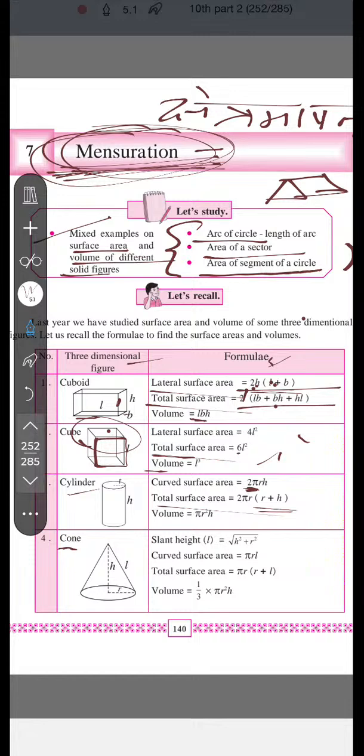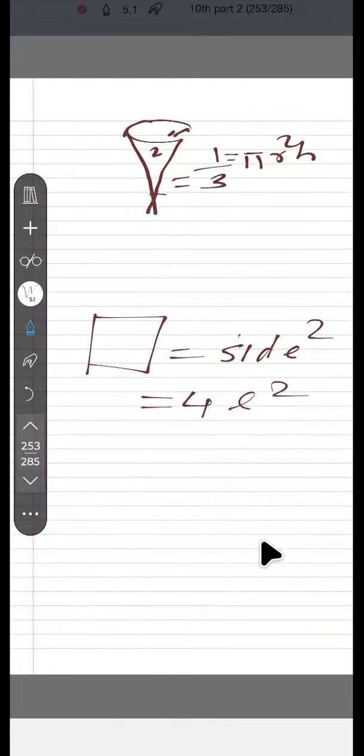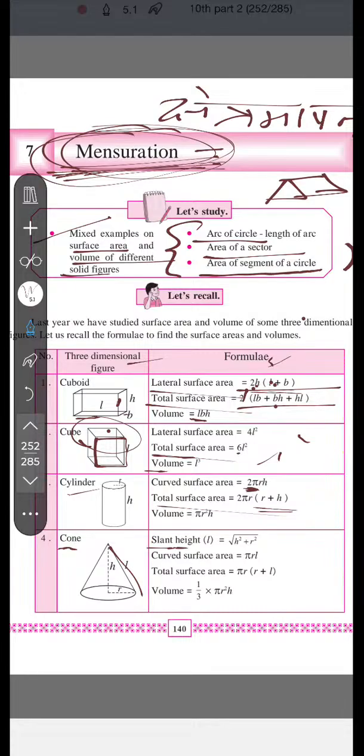Okay, what it said? A slant height. Slant height means what? This one. Okay, this one is a slant height. So what is the formula for slant height? It says square root of h square plus r square.